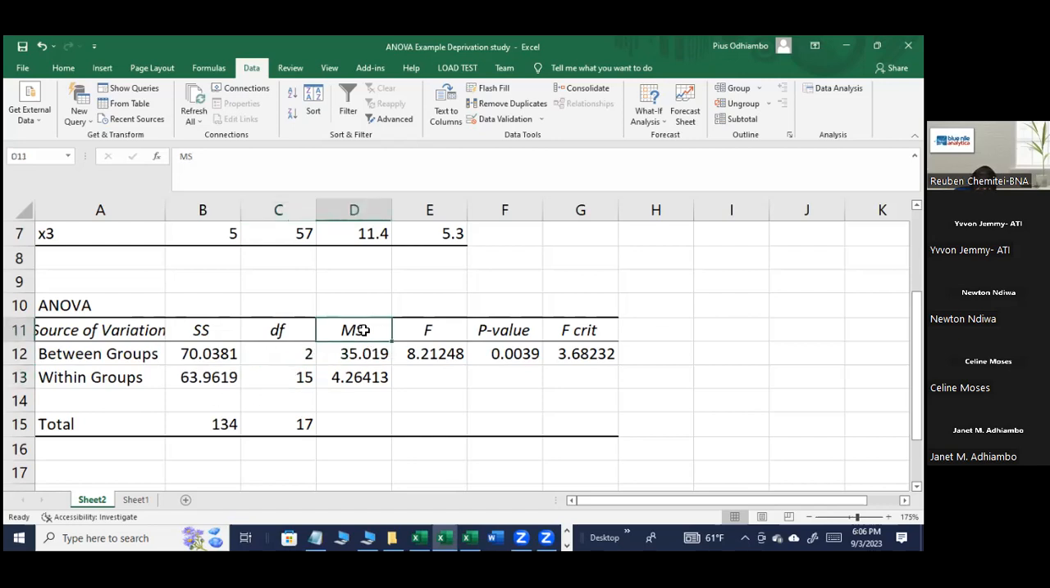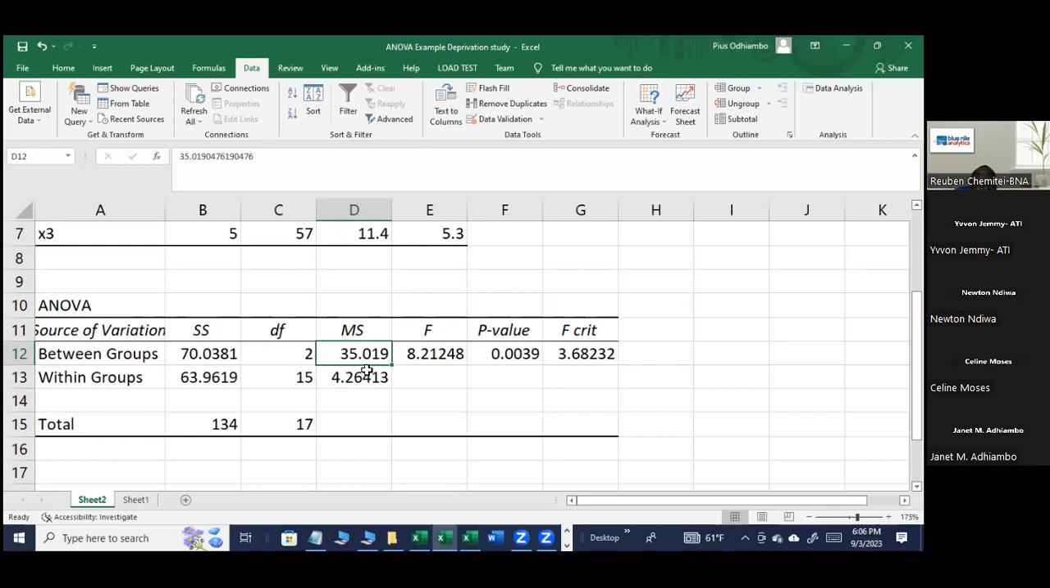Then we have the mean sum of squares. In step 5, you compute the mean sum of squares, and we are getting those values there. Now, how do you get the F ratio? F ratio is basically a value that you obtain when you divide the mean sum of squares between groups by the mean sum of squares within groups.